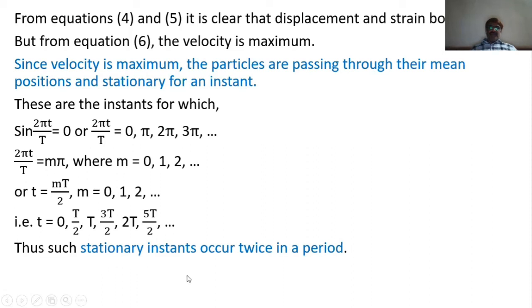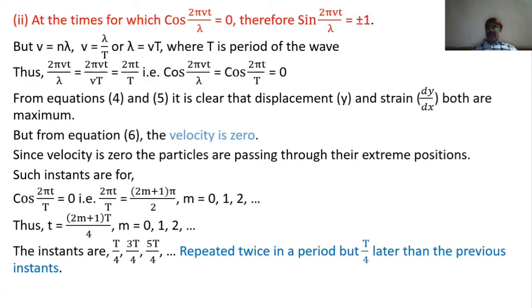That means the stationary instants where the particles are passing through their mean positions with maximum velocity appear twice in a single period. So this is the important thing that we will observe here.